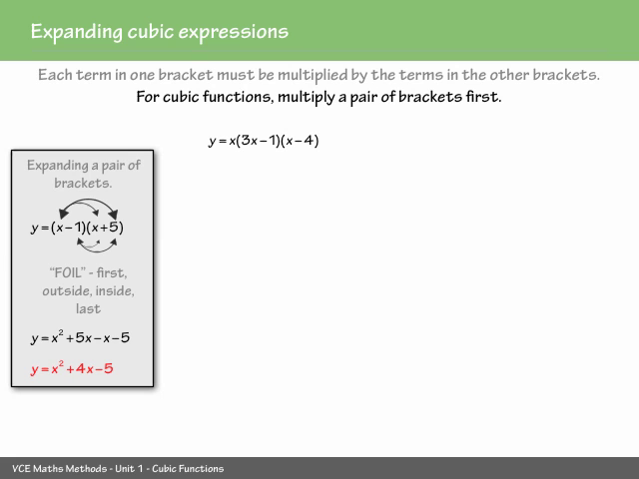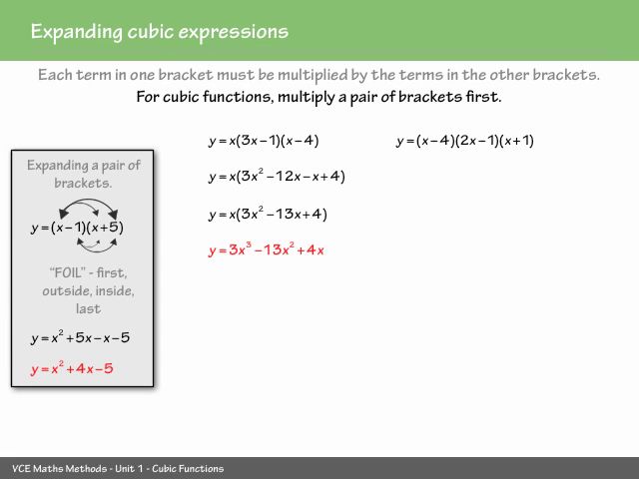We do the same thing with cubics. We deal with 2 brackets first and then we multiply by the next term. So here we're going to multiply these 2 brackets. So 3x squared take 12x take x plus 4, 3x squared take 13x plus 4. Now we've still got the x out the front, and that just means we multiply everything inside that bracket by x. So 3x cubed take 13x squared plus 4x.